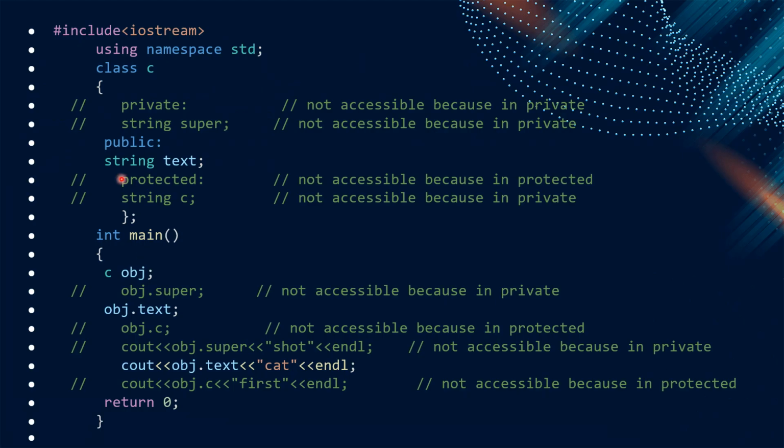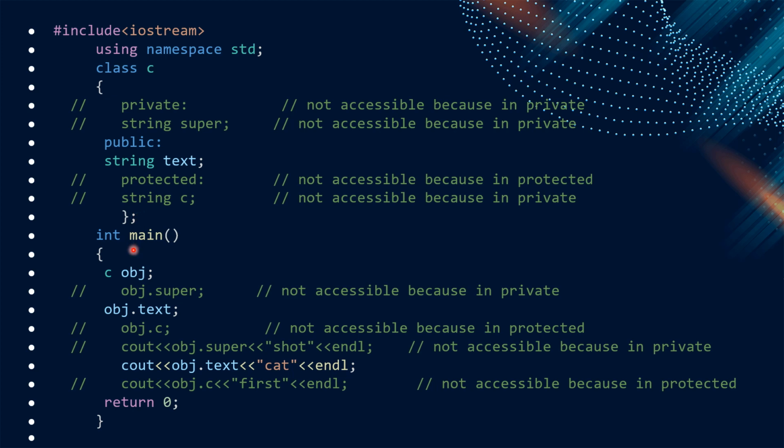Now here is a very simple program to understand access modifiers like private, public and protected. From the beginning, let's discuss. It has #include <iostream>. We all know iostream is a header file for input output stream. After that class C, here I am taking C as the name of the class. After that a private string super, then a public string text, then a protected string c, and I close the class with a semicolon.